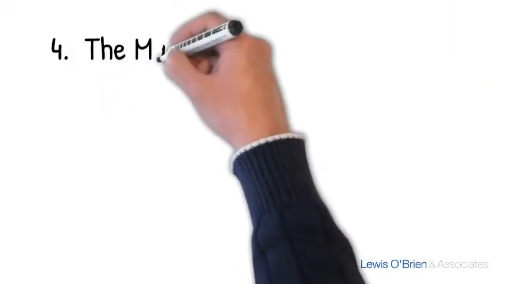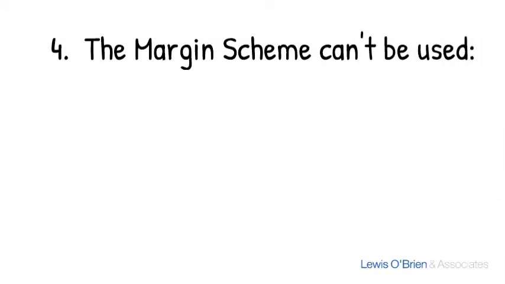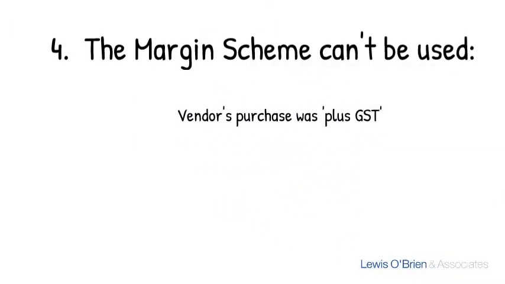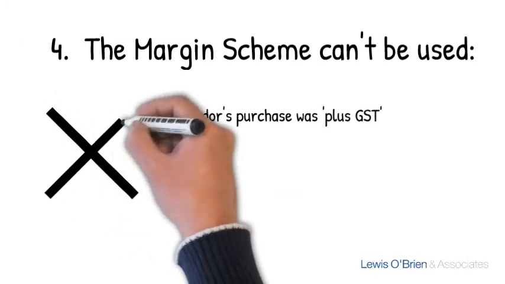To reinforce this, let's turn the position around. That is, let's look at when you can't apply the margin scheme as a property developer. Really, the very simple explanation is that if you purchase the property on a plus GST basis, you can't then, when you sell the developed product, apply the margin scheme on the sale.